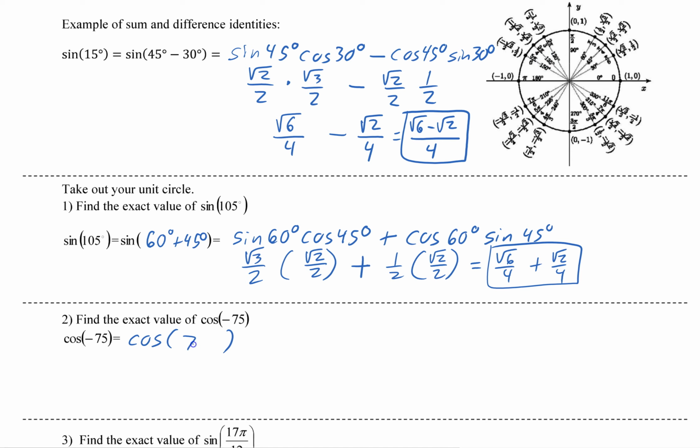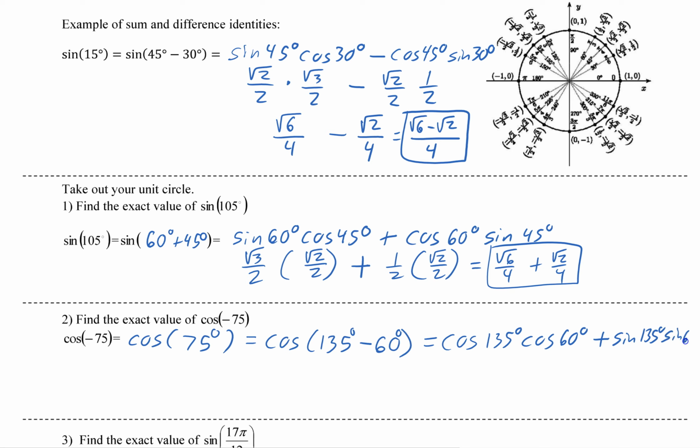We could just right off the bat change it to a 75, and now we could say cosine of 135 minus 60. Put our degree symbol on each one. And there we go. Now we can use it. Remember, cosine is selfish. So this becomes cosine 135 degrees, and cosine says, I'm selfish, so I'm going again. And so sine is left at the very end. And because it's selfish, you change the signs. So sine 135, sine 60.